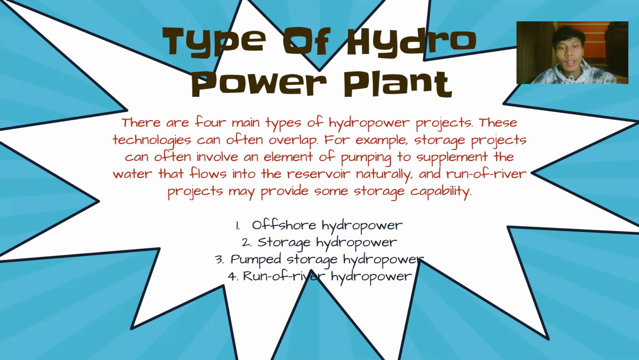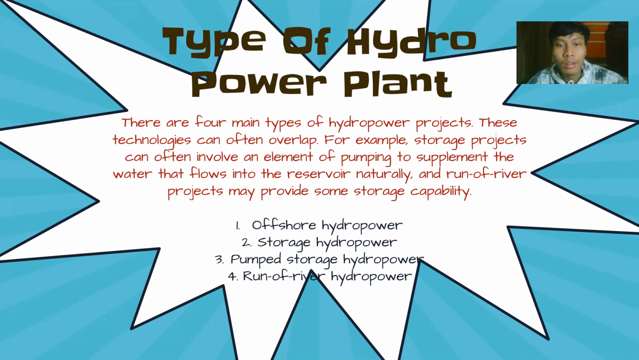And now it's about the types of hydropower plant. There are four main types of hydropower projects. These technologies can often overlap. For example, storage projects can often involve an element of pumping to supplement the water that flows into the reservoir naturally, and run-of-river projects may provide some storage capability. And these are the types of hydropower plants.